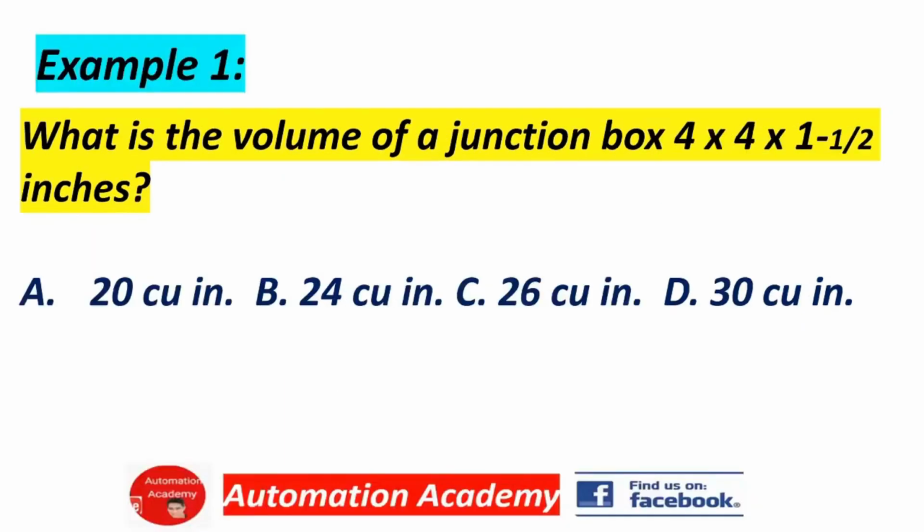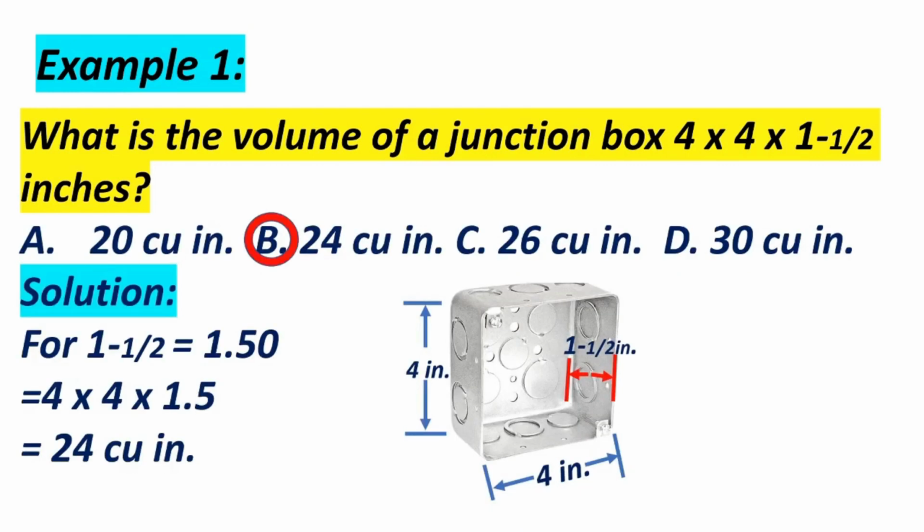Example number 1. What is the volume of a junction box 4 by 4 by 1.5 or 1 1/2? A, 20 cubic inches. B, 24 cubic inches. C, 26 cubic inches. D, 30 cubic inches. Solution, 1 1/2 equals 1.5, so 4 by 4 by 1.5 equals 24 cubic inches.